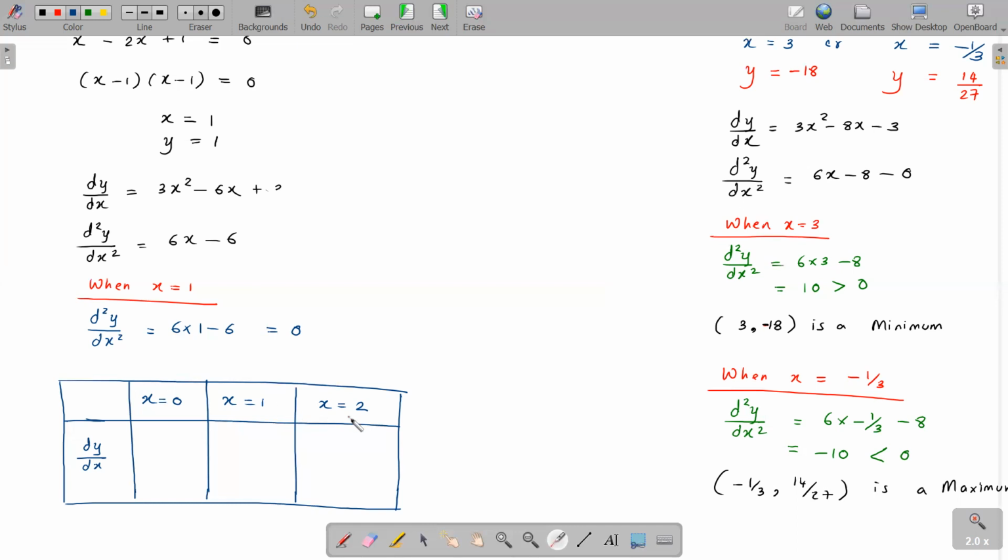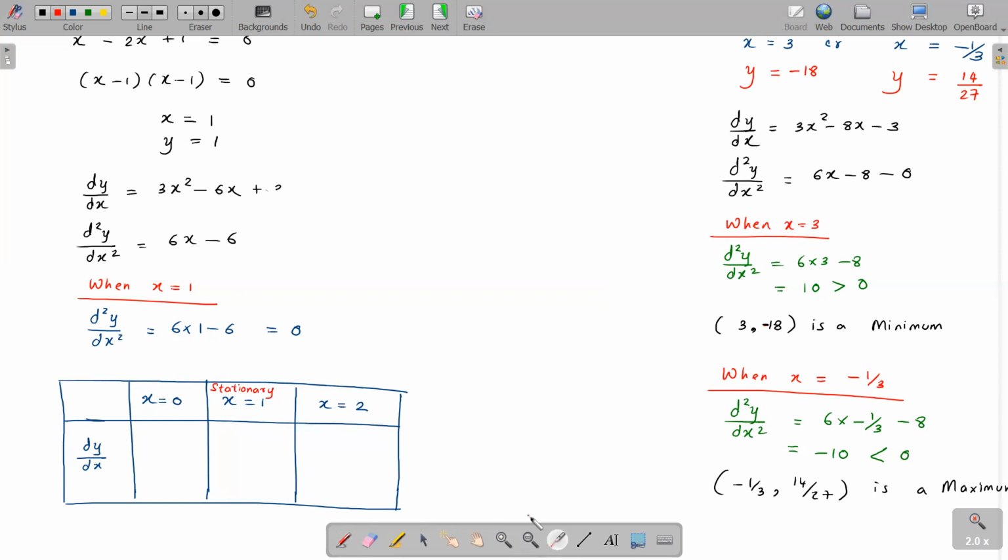A value after 1 is 1.5, anything after 1. Just don't go way too much. Okay, close values to your turning point. Are you with me? This x equals 1 is the turning point, or the stationary point. So we go a little bit behind the stationary point and we go a little bit in front.